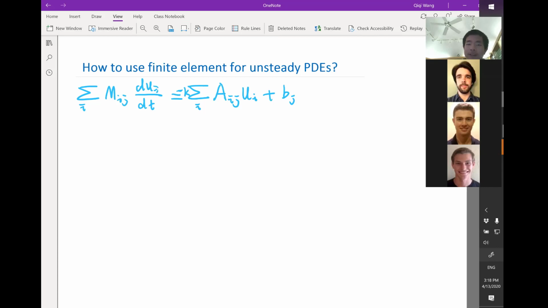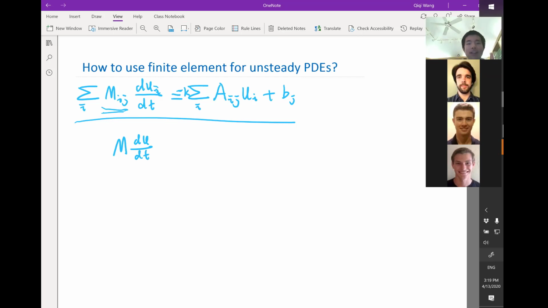The major difference between the kind of system we derive here and what we could derive from either finite difference or finite volume is this additional mass matrix that appears on the left-hand side. If you write the equation down in vector form, you would have this M, being a matrix, times du dt. So just a note here is that U is a column vector, right?